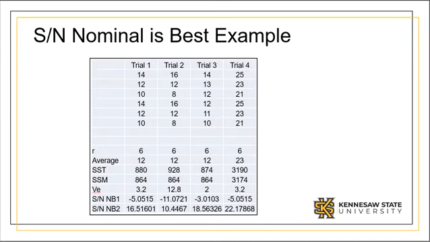Now look at trial 4. The average is higher, but the variation is the same as in trial 1. Notice that the NB1 signal-to-noise ratio is unchanged, but the NB2 signal-to-noise ratio has gone up. In summary, reducing the variation, holding average constant, increases the signal-to-noise ratios. Reducing the average, holding variance constant, decreases the NB2 signal-to-noise ratio, but holds the NB1 signal-to-noise ratio constant.